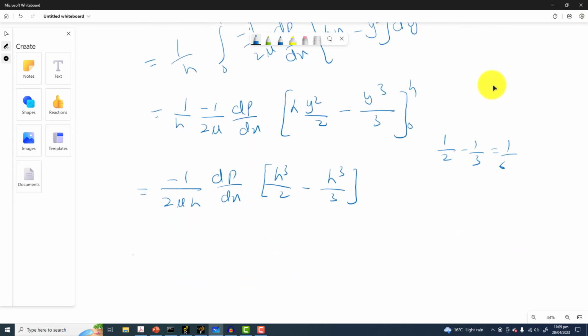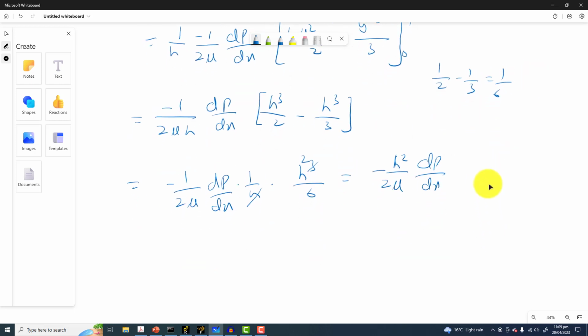So this is equal to minus 1 upon 2 mu dp by dx, and this 1 upon h is here, 1 upon h and h cube upon 6. So h cancel, we have the h square here now. So this term is minus 1 upon 2 mu dp by dx and h square. So this is the term for the u mean.